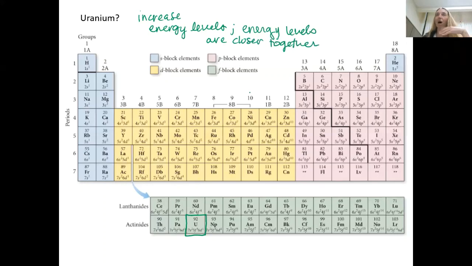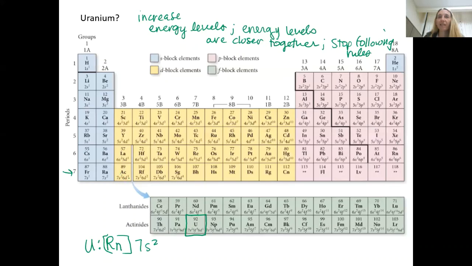And so they kind of stop following the rules. Okay, so if I have the electron configuration for uranium, right, you would expect it to be right down here at the bottom, you'd expect it to be this Rn configuration. And then we go here to 7s2.